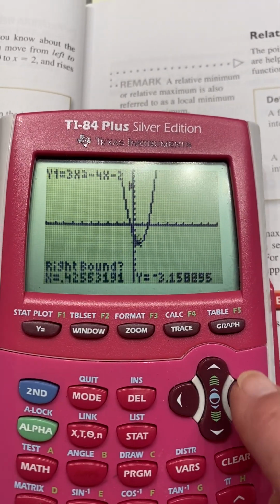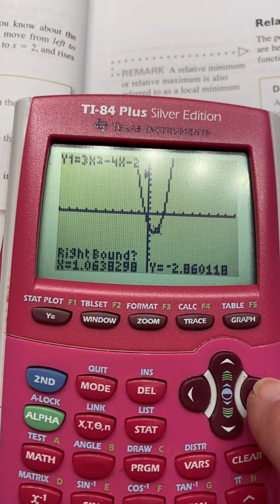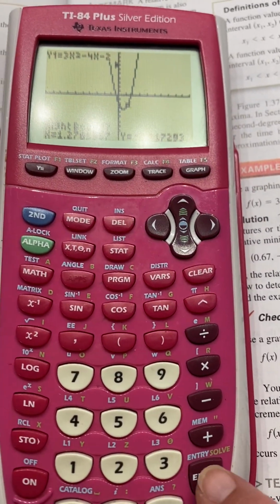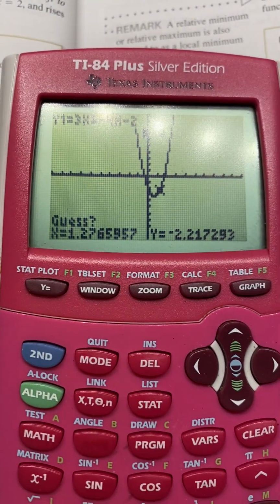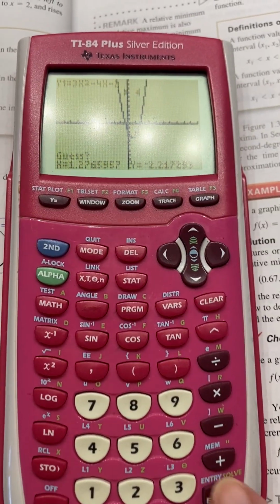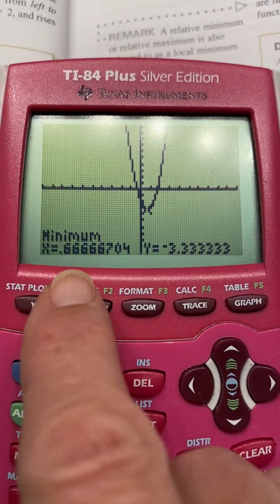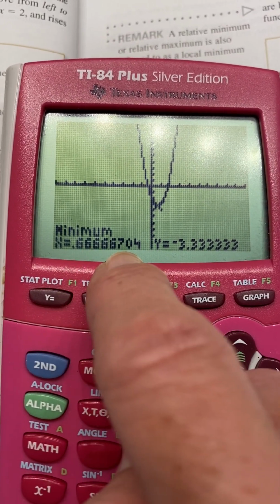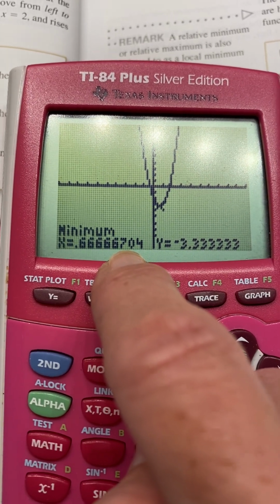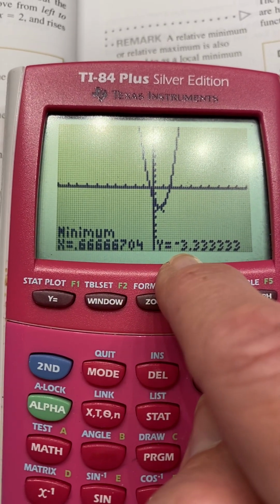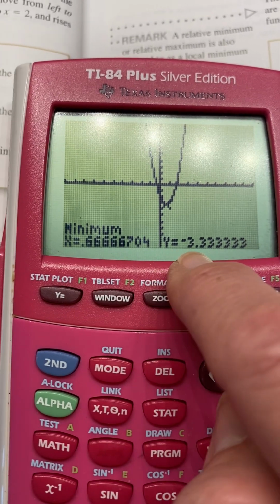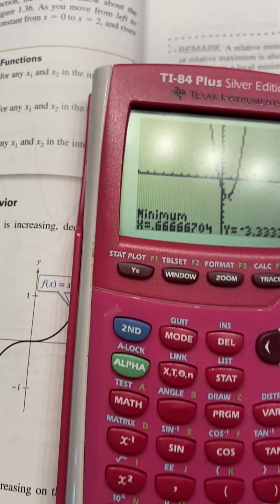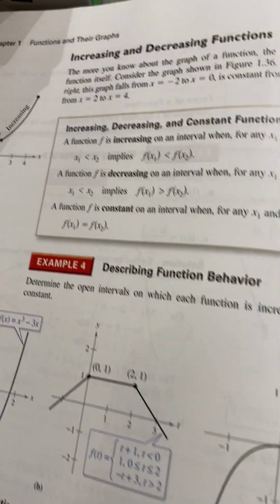So I'm going to cursor over past the little bump. And it doesn't matter. I could stop there. I could stop there. It doesn't matter. Enter. I'm not sure why it always says guess, but it does. But we just press enter. And then it will tell us the minimum occurs when x is 0.6666. I hope you recognize that number as 2/3. And y is -3.333, -3 1/3. And we found the relative minimum of that function.